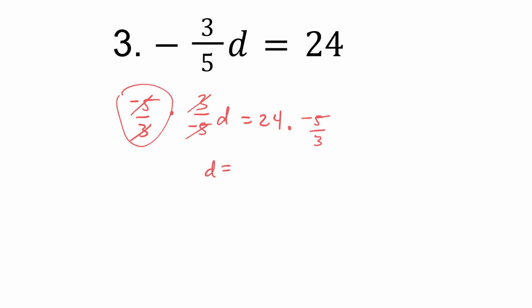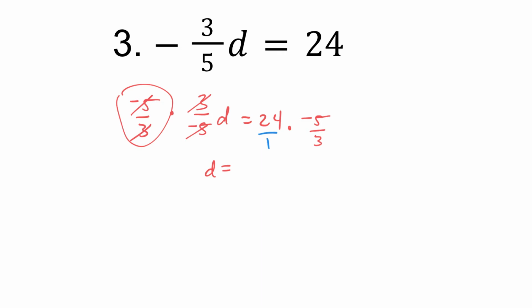I have d is equal to... Now, I'm thinking in my brain, oh, this is 24 over 1. But we can keep that. I'm too lazy to do 24 times negative 5, figure it out, and then divide by 3. I'd rather just take this and divide it by 3 right here, which is called cross-canceling.